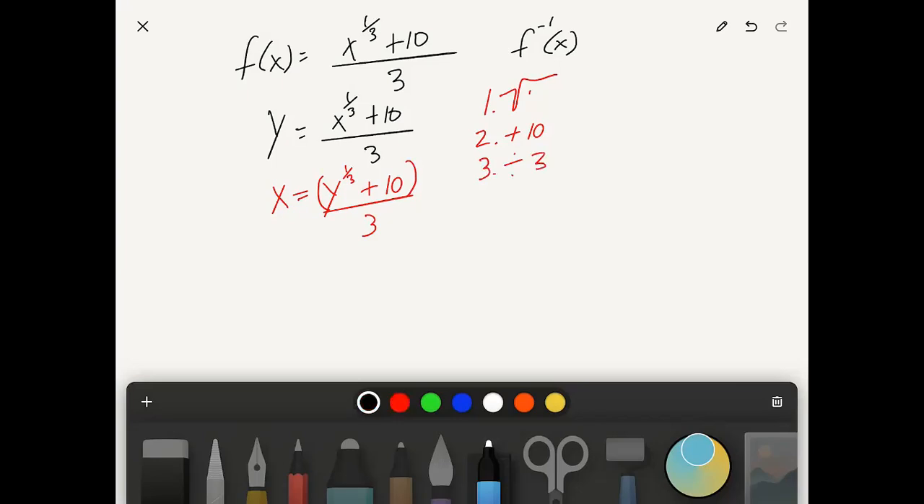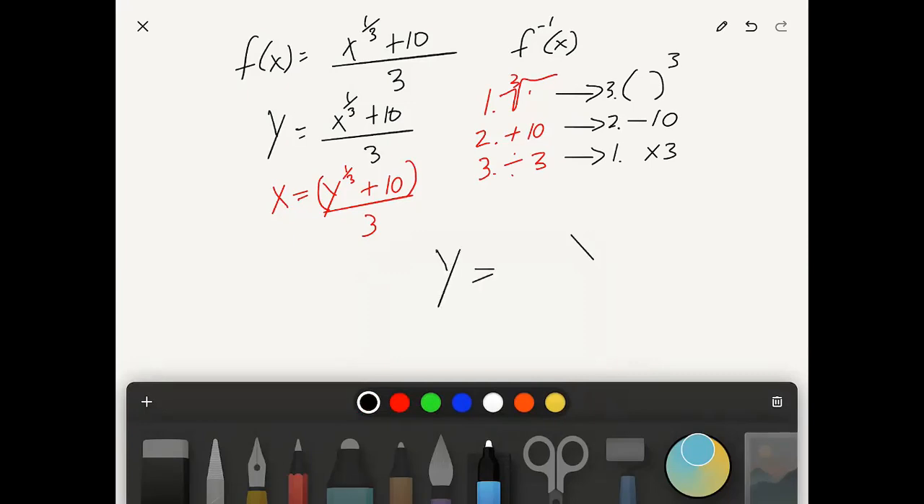Okay, now we are going to do the inverse. Oops, this should have been cube root. So the inverse of that is raising it to the 3rd power. The inverse of adding 10 is subtracting 10. The inverse of dividing by 3 is multiplying by 3. We're going to do this step first, this step second, this step third, and then we will have the inverse.